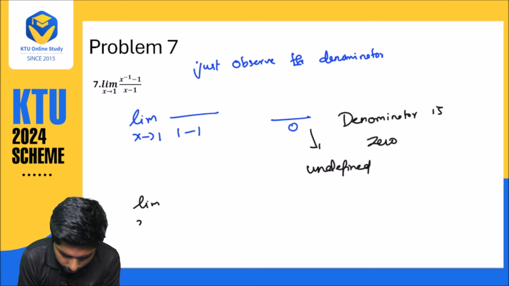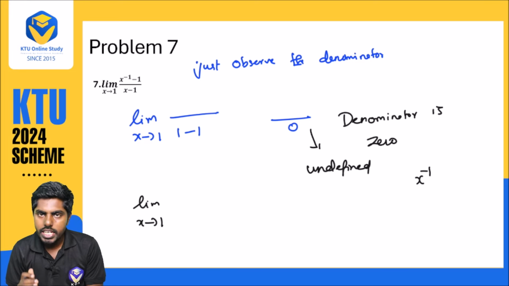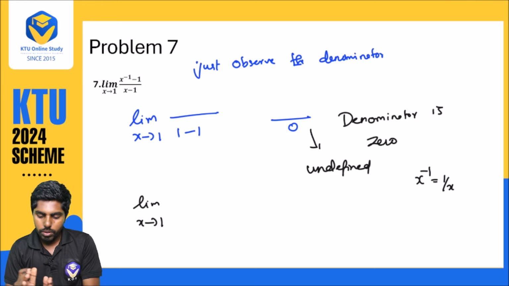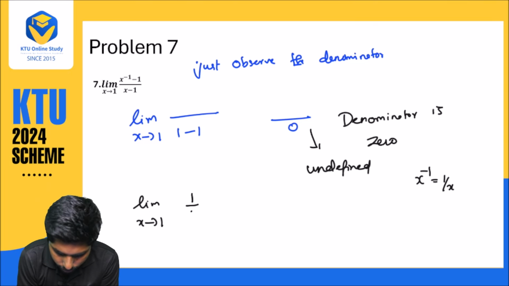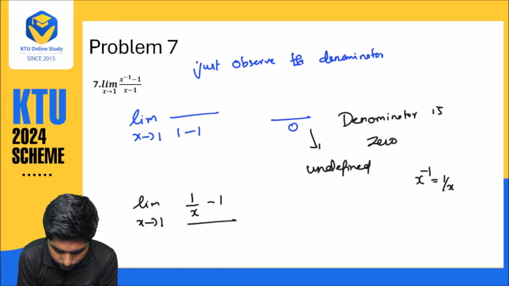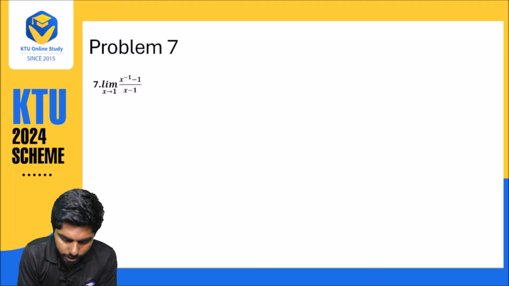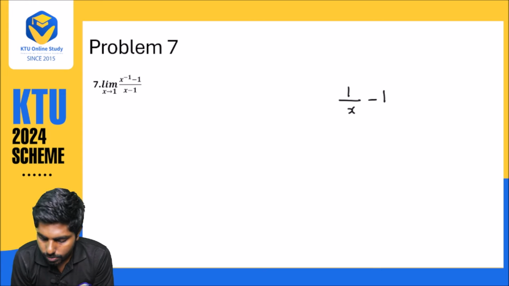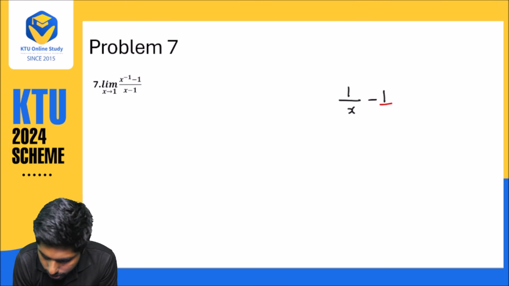Limit x approaches to 1. This is x power minus 1. What is x power minus 1? That is nothing but 1 divided by x. x power minus 1 is nothing but 1 divided by x. Just we will solve the thing. 1 divided by x minus 1, divided by x minus 1. Now what will happen? Taking LCM. 1 by x minus 1. When you are taking LCM, what will happen? Common LCM. What is the common thing? Here it is divided by 1. So we need LCM as x.